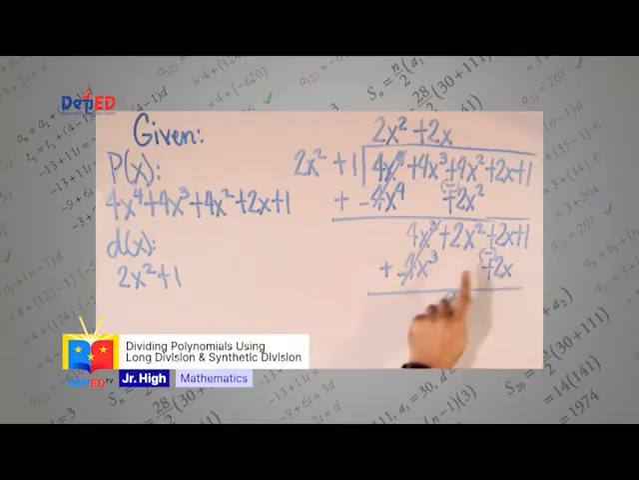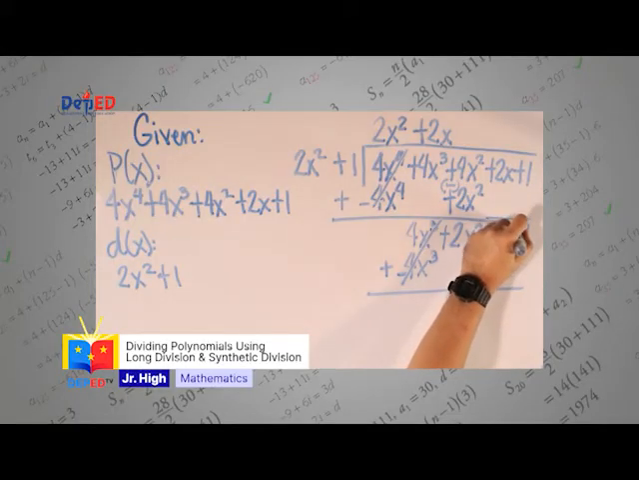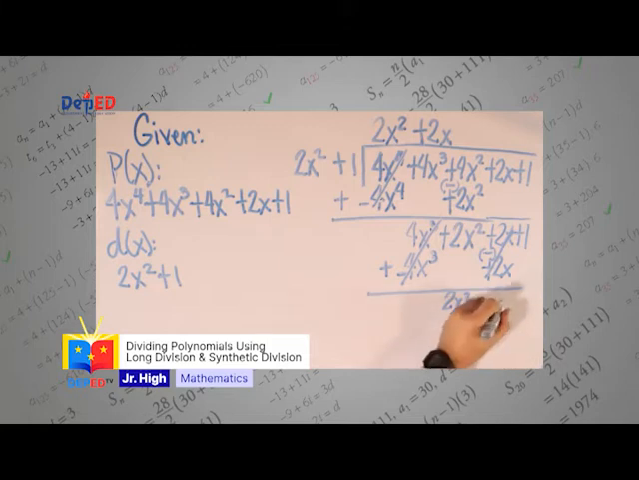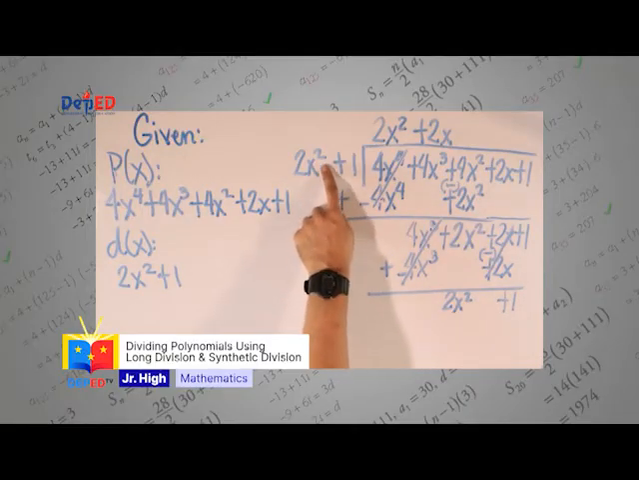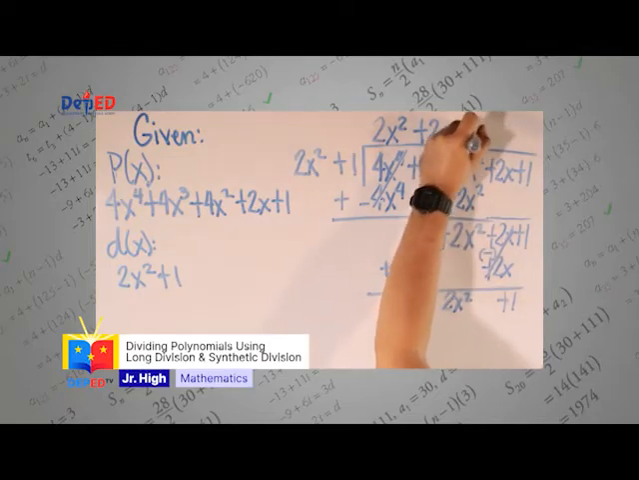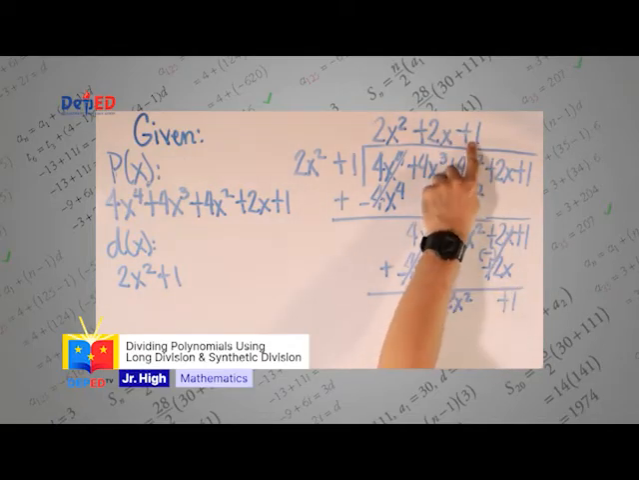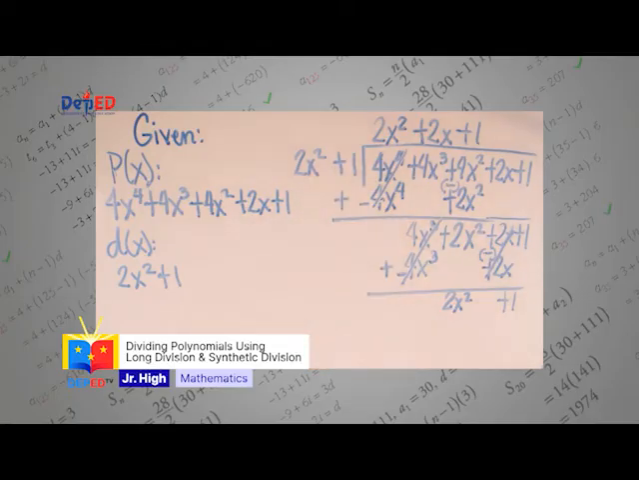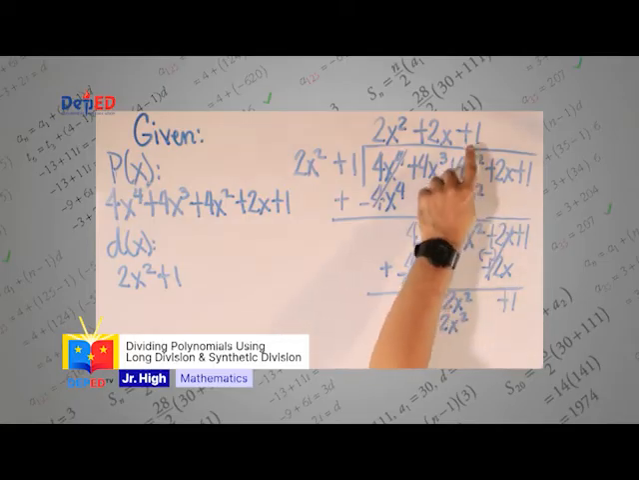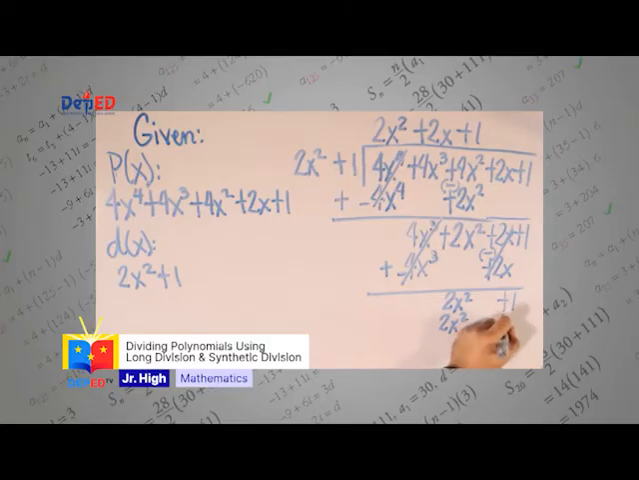Positive 2x plus negative 2x is 0. We can also cancel these terms. And what's left here is positive 1. Again, this is our new dividend. Divide the first term of this, 2x squared, by 2x squared, and it will give us positive 1. 1 times 2x squared will give us 2x squared. 1 times 1 is equal to 1.